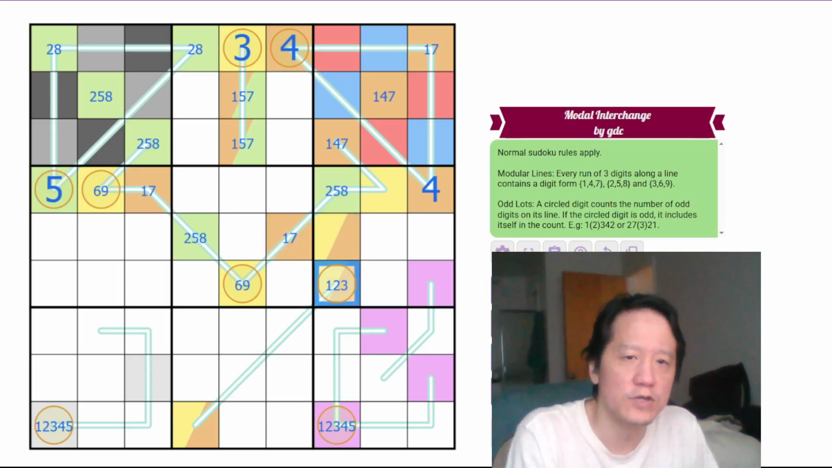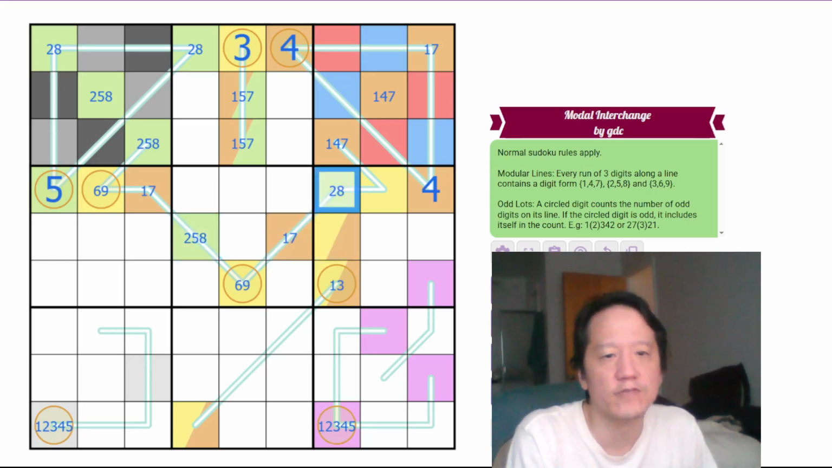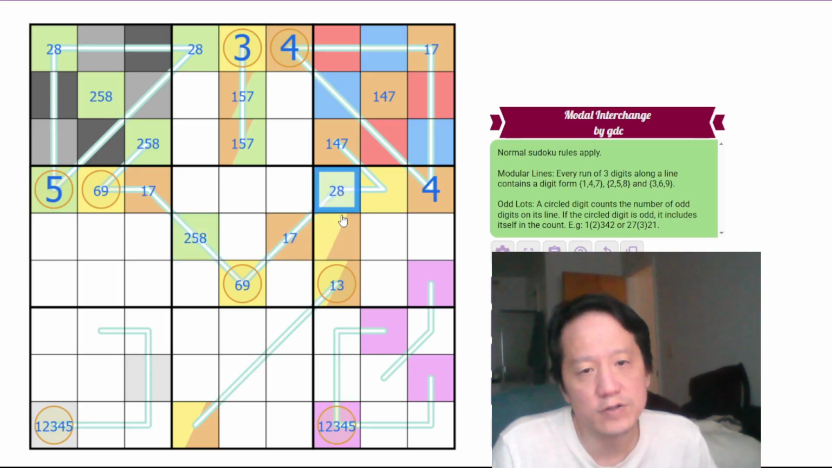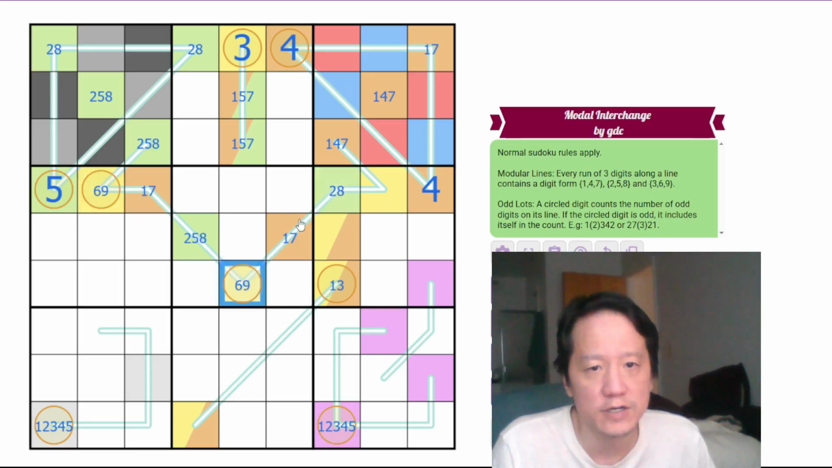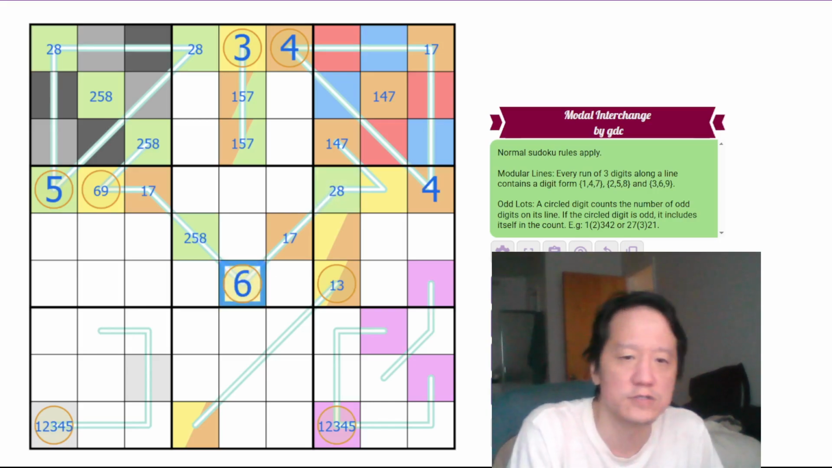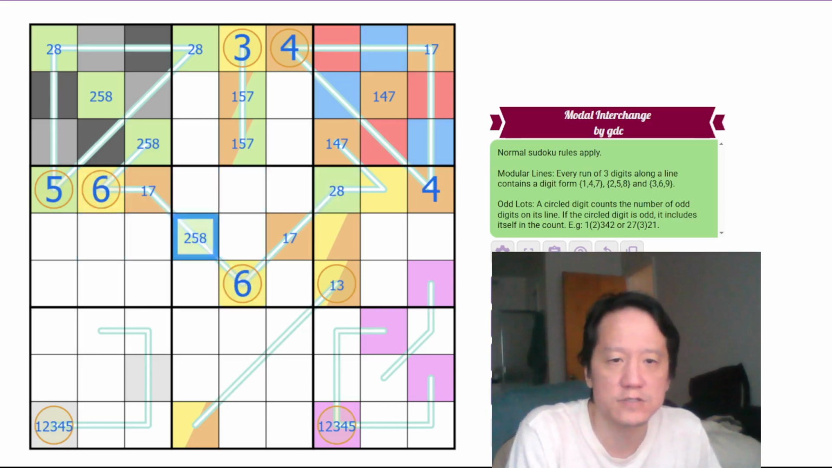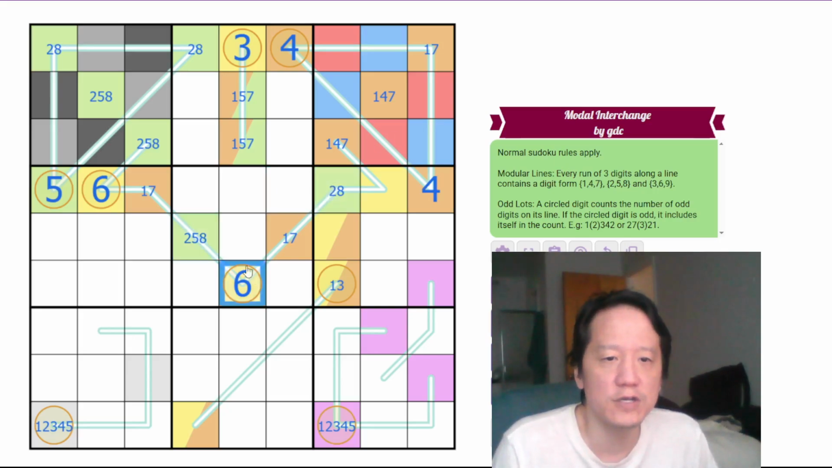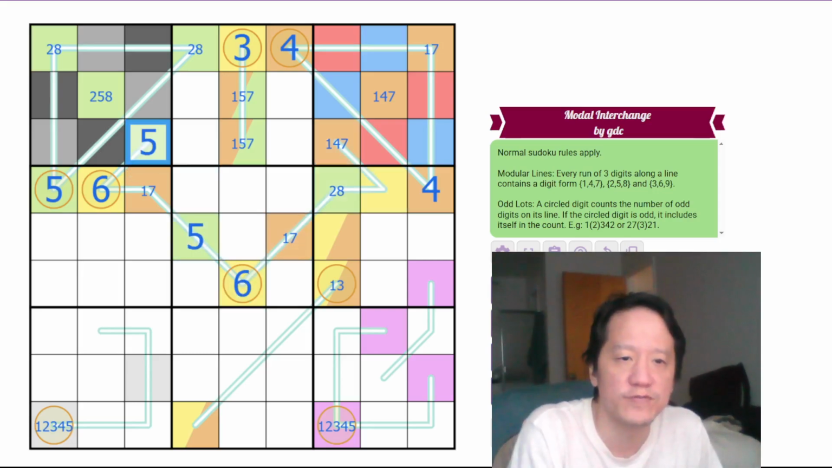This is either yellow or orange, so it's 1 or 3. Green is 2, 5, 8. This can't be 5. Aha! This is even. So since this is even, you cannot have 9 digits be odd on this line. So this must be 6. So this is 6, 6, which gives us 3 evens already on this 9-length line. So the rest must be odd. So this must be 5. This must be 5. This cannot be 4.